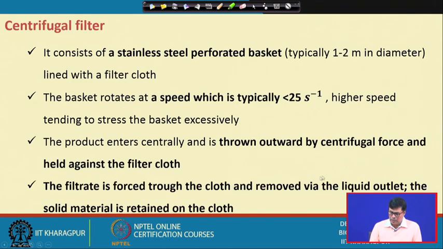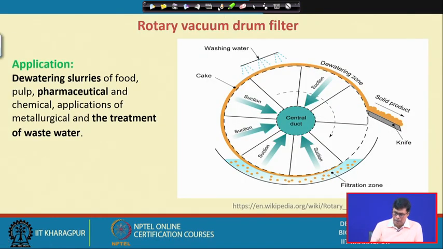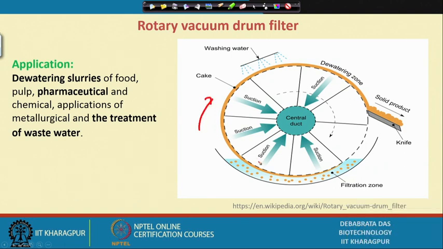This is the trough where we have the fermentation broth, and it is rotated at a very low RPM. Suppose here it is rotated in this direction. This is the central duct where suction takes place, and it sucks the water, and the solid material, the cell mass that adheres on the surface. This is washing water, in case some product has adhered on the surface of the cell mass, so that it also comes into the liquid. And this is the dewatering zone, where the material is left out so that a little drying takes place, and this is the knife which touches the surface and takes the product out.